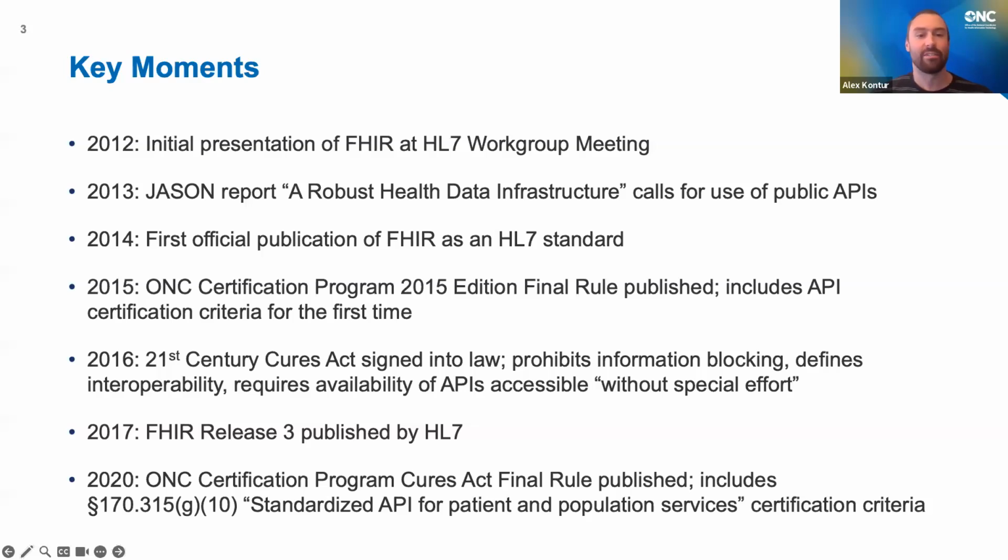Around that same time, or not too far later in the future, in 2013, the sort of mysterious group of scientists known as the Jasons published a relatively influential report called A Robust Health Data Infrastructure, which analyzed the current state of interoperability and exchange in the healthcare system, didn't find it particularly effective, and called for some changes. One important underpinning of those changes is the call for the use of public APIs to facilitate health data exchange and really serve as the cornerstone of that health data infrastructure.